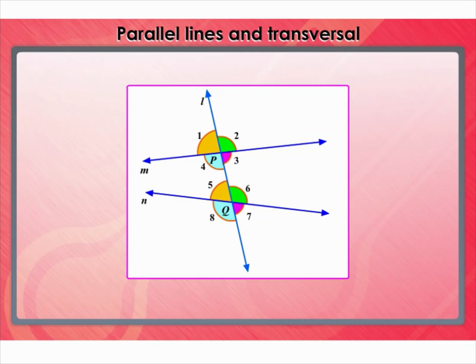There are 2 pairs of alternate exterior angles, namely angle 1 and angle 7, and angle 2 and angle 8. Similarly, there are 2 pairs of alternate interior angles, namely angle 4 and angle 6, and angle 3 and angle 5. Now observe angles 4 and 5 and angles 3 and 6 lie on the same side of the transversal. Thus, these angles are known as consecutive interior angles or allied co-interior angles.